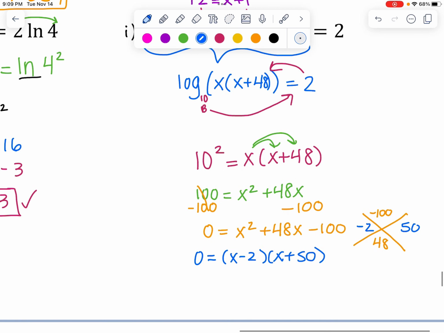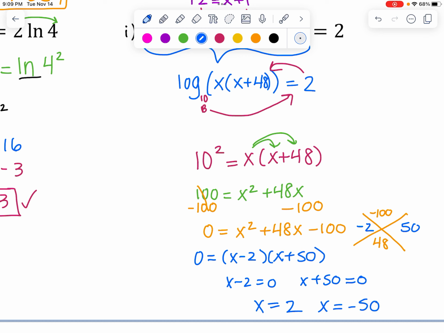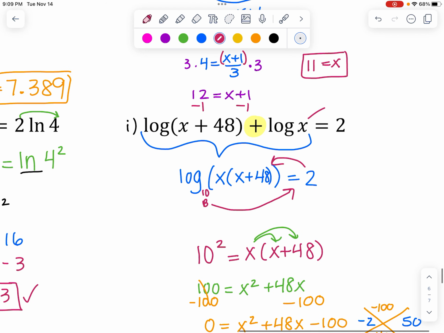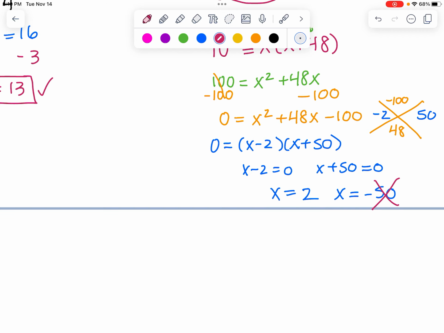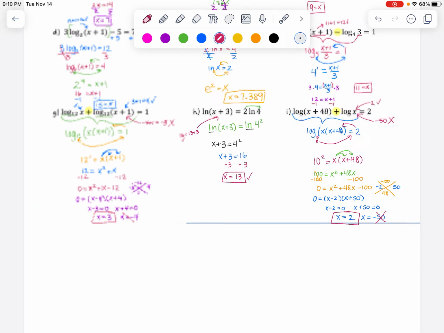Now I need to solve both of these. So x minus 2 equals 0. x plus 50 equals 0. I get x equals 2 and x equals negative 50. Now we need to check them both, so plugging them back in up here, this is just the log of x. So if I plug in 2 for x, that's positive. But if I plug in negative 50 for x, that's a negative number inside of the log. So negative 50 is not a good answer. x equals 2 is our final answer here.